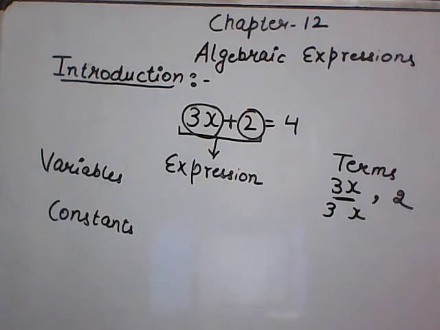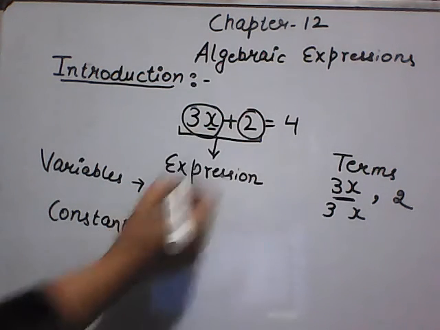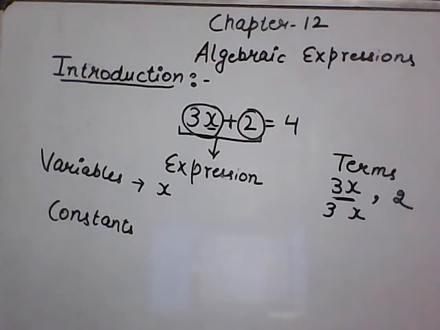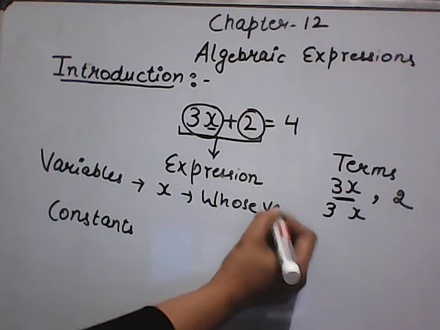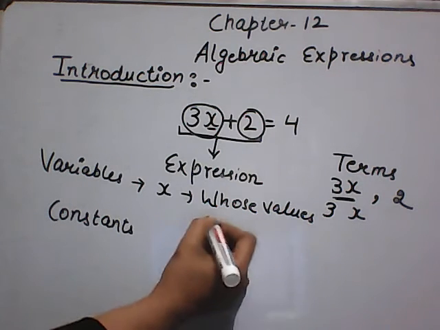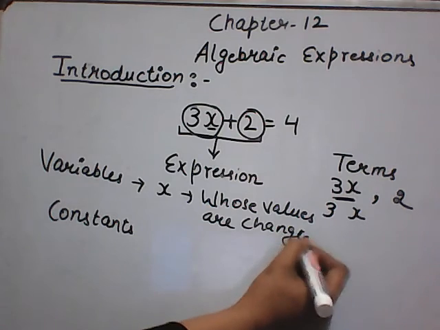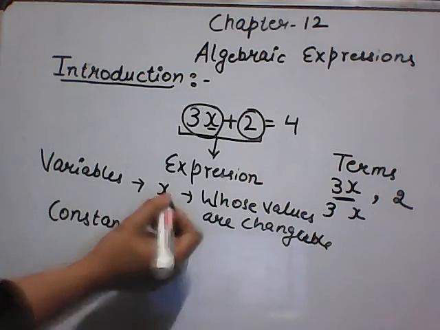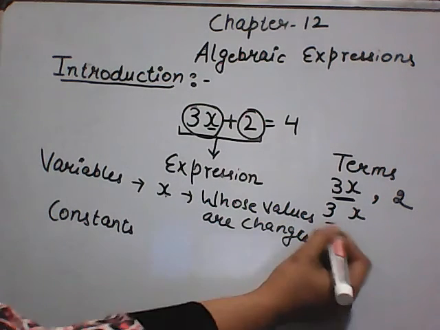Now what do you mean by variable? Variables are algebraic terms, such as x, u, v. These letters are known as variables, that means their values are changeable. When x can be equal to 1, x can be equal to 2, x can be equal to 3 and so on.